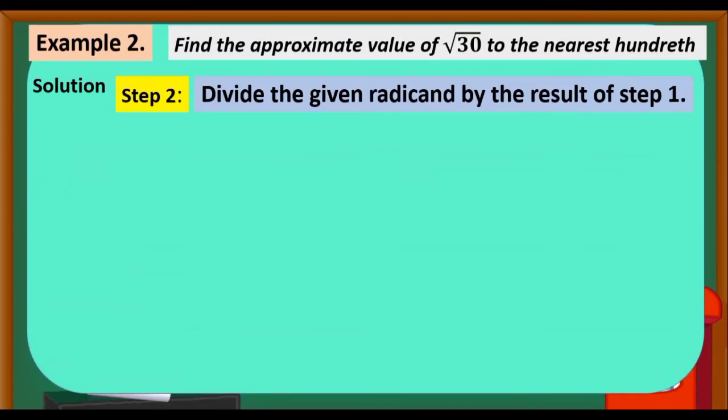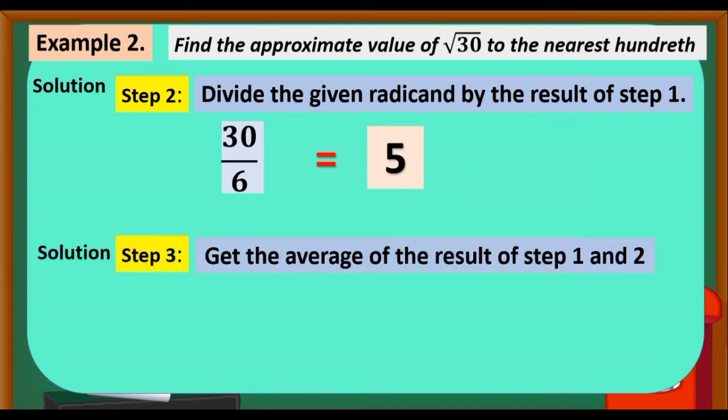Let us have step 2. So, divide the given radicand by the result of step 1. So, 30 divided by 6 and that is 5. So, nakuha natin yung sagot natin sa step 2 which is 5. Then, step 3, average. So, tandaan nyo divide, average. Yun lamang po ang ating solution or yung steps na dapat tandaan.